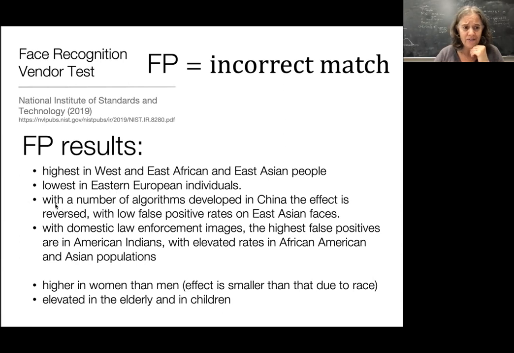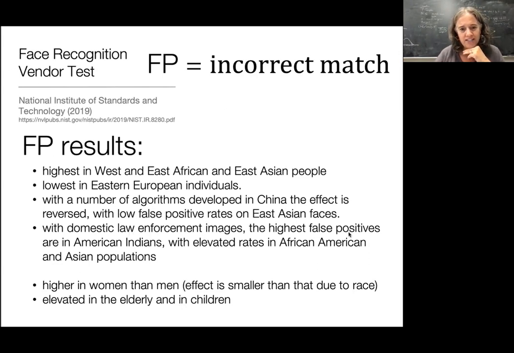With an interesting caveat here, that a few of these 200 different algorithms were developed in China, and the effect is reversed, where the lowest false positive rates are on East Asian faces. So that makes you think, what is it about the algorithm? What were the choices that went into that algorithm that made it good for a particular type of facial structure, color, whatever it is, and what makes it harder for a different type of facial structure?